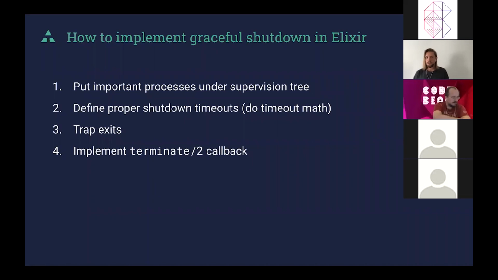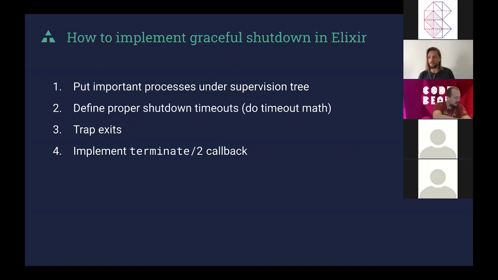So how to implement graceful shutdown in Elixir? For most of the cases, just those four simple steps. First, put all your important processes that you want to save under a supervision tree, statically or dynamically. Then define proper shutdown timeouts, which is basically do the timeout math, because you have to add all your timeouts through the different parts of the app, and they have to add up to a number that's still lower than, let's say, the Kubernetes overall timeout. So just to make sure that Kubernetes doesn't kill you after 30 seconds.